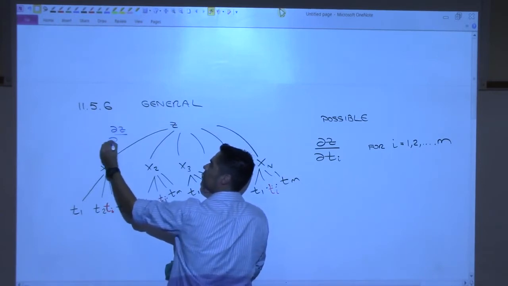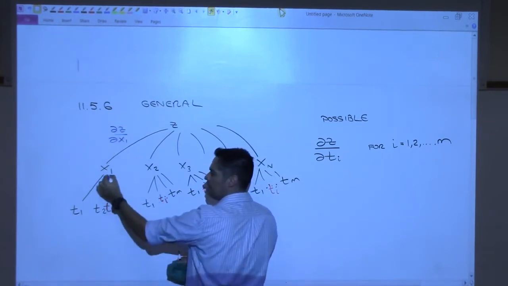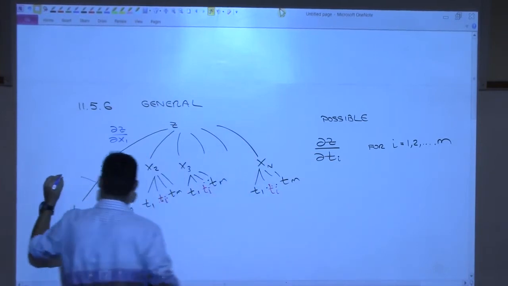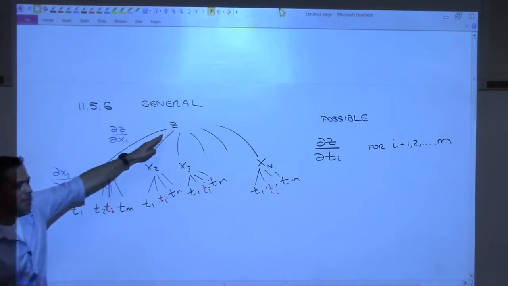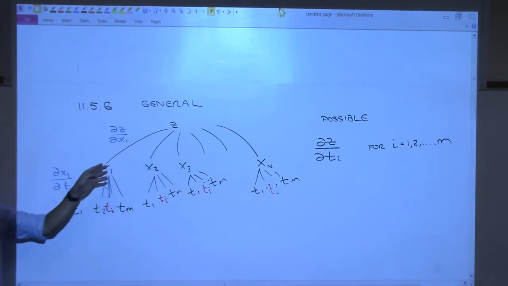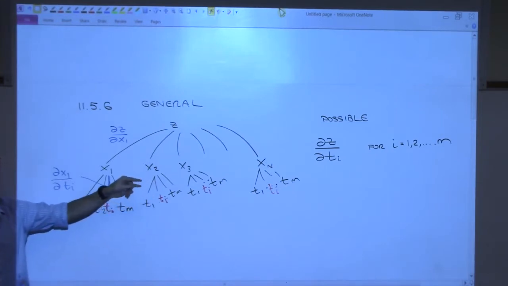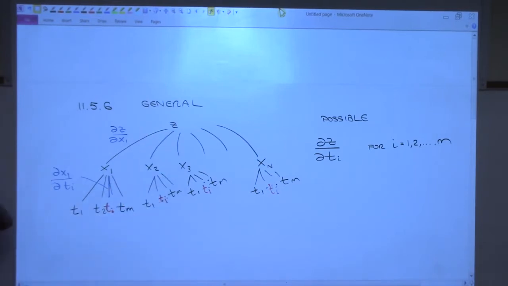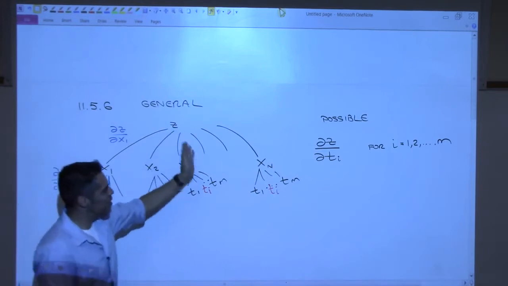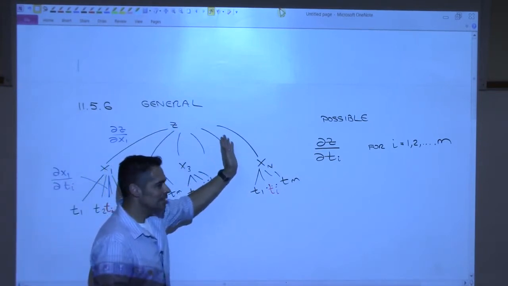Partial z with respect to x1. And then down this branch right here, partial x1 with respect to ti. Plus, then you have to come down this way, which would be partial z with respect to x2 times partial x2 with respect to ti. And then you do it the rest of the way. Make sense?